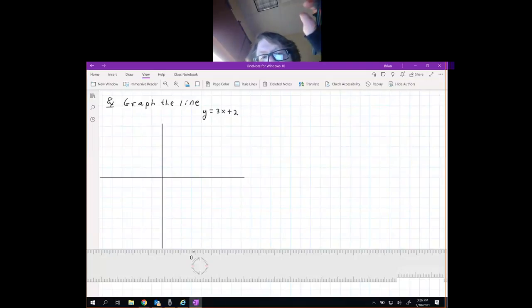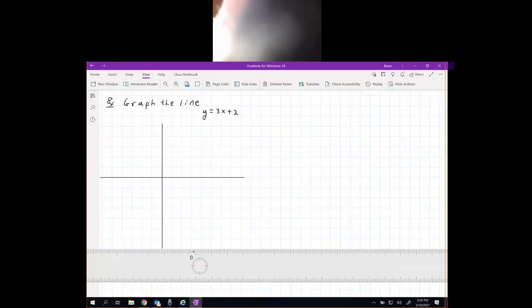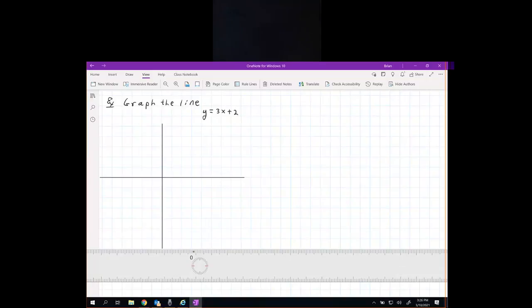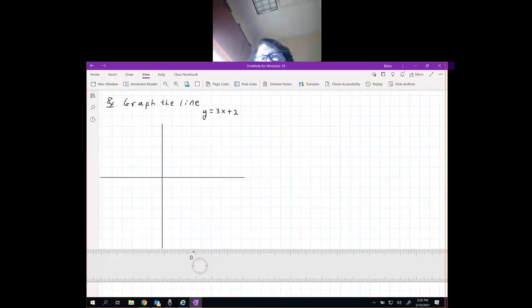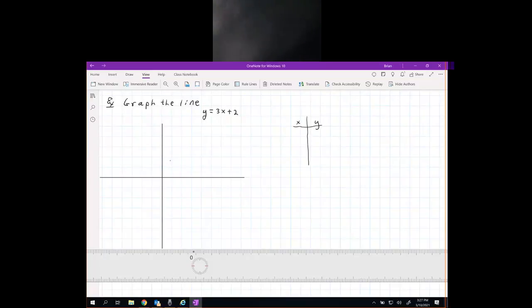Okay. So I have an equation here. y equals 3x plus 2. Both x and y are variables here. That means they can take any kind of value you can imagine. What I do is I try to make a little chart, and I pick some values for x, and I'm going to graph them. I'll show you what I mean.